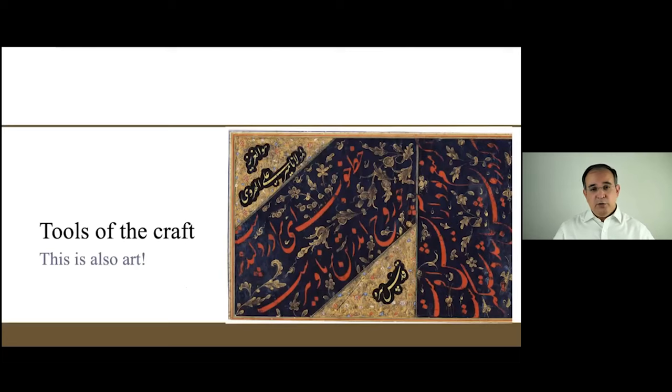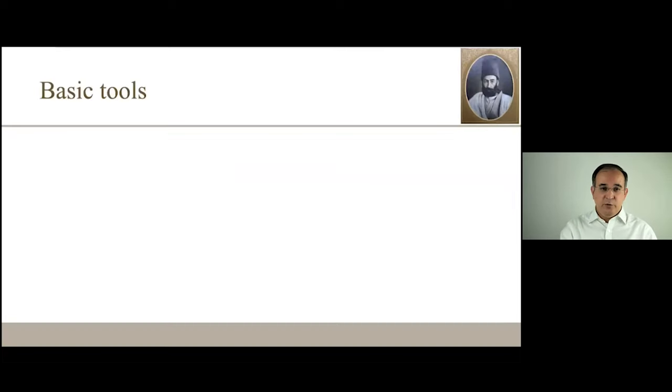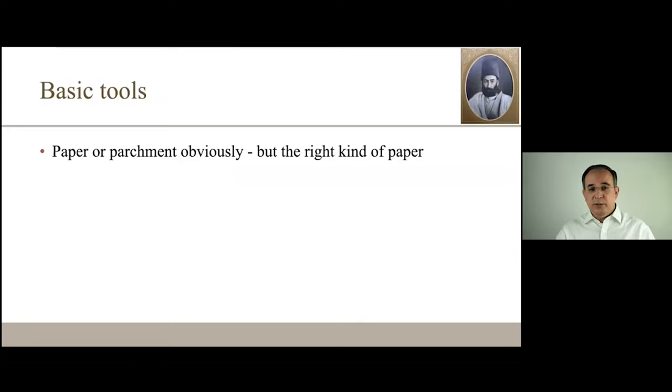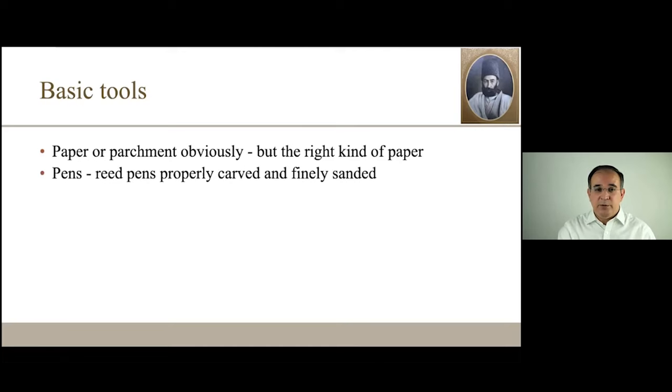So if you want to look at how calligraphy is done, we need to look at the tools of the craft itself, which is also an art. So the basic tools that we need is, of course, paper or parchment. Without paper, you cannot write on water. You need to have the right kind of paper. Then you need the pen, which are reed pens.